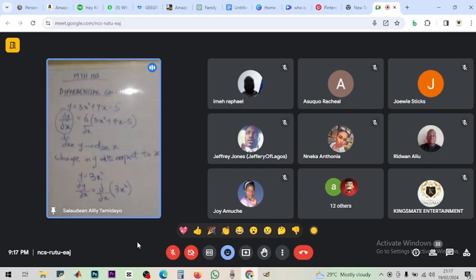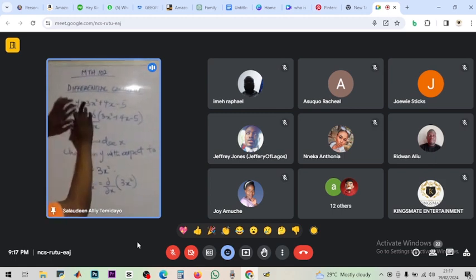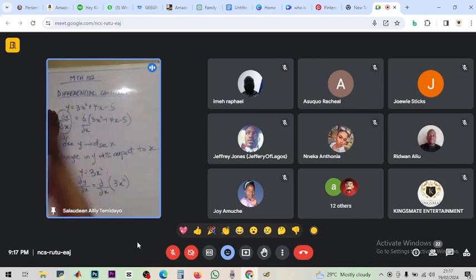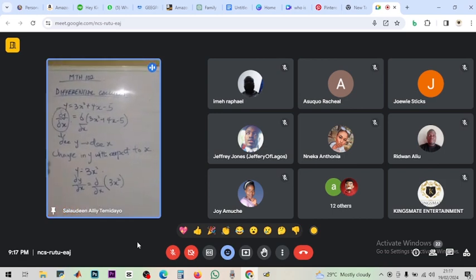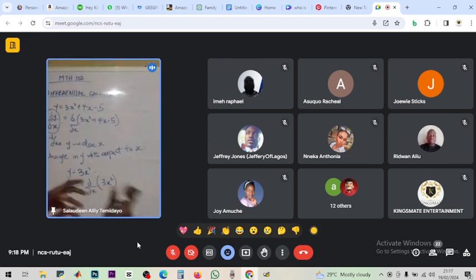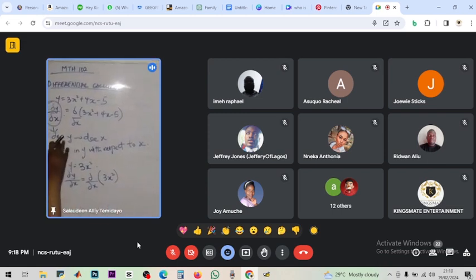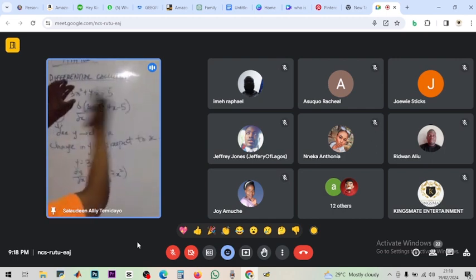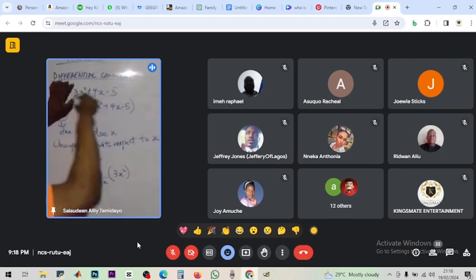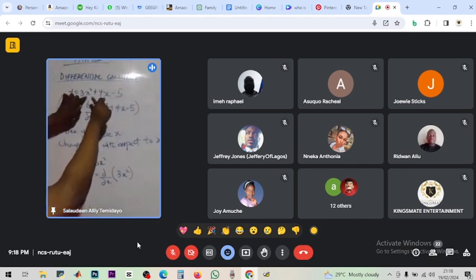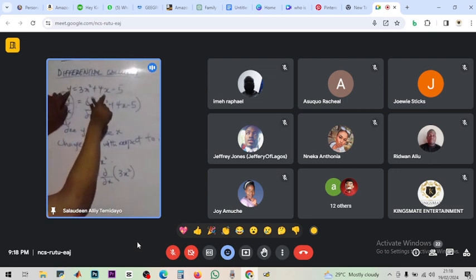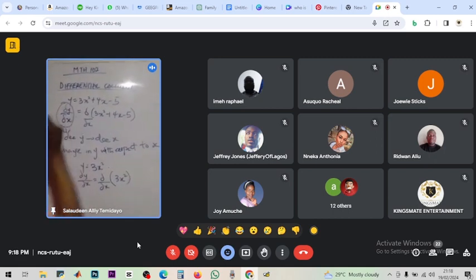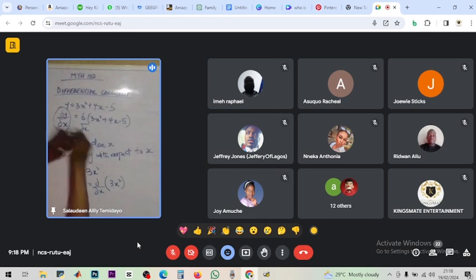So this is what I'm trying to plot out. We said y is this polynomial, right? Y equals 3x squared plus 4x minus 5. So dy dx means change in y with respect to x. That's what we call it, dy dx. That's why I wrote it here. So it means the change in this y with respect to x that is inside it. You know y depends on x here now. Y is the dependent variable. X is the independent variable.